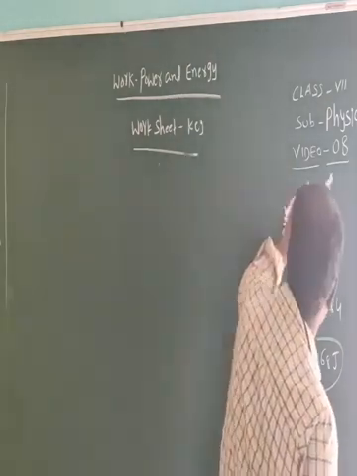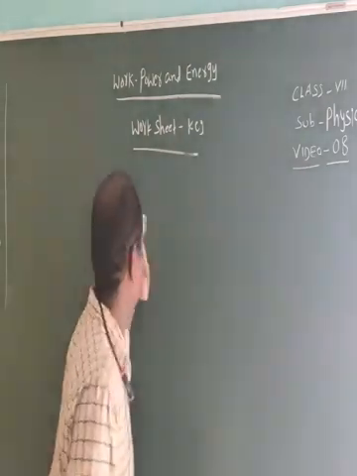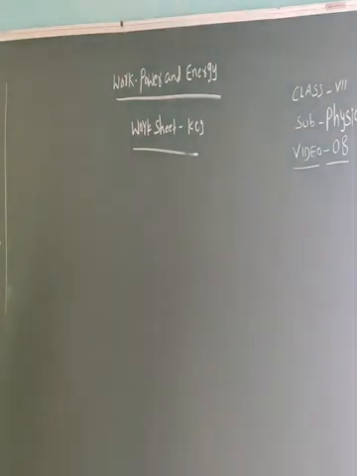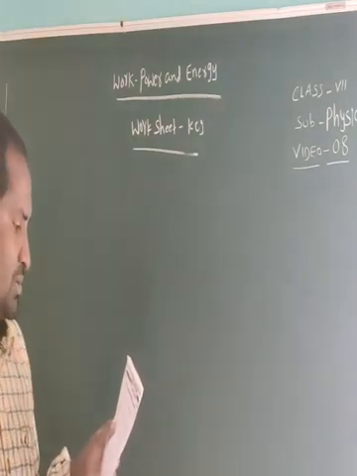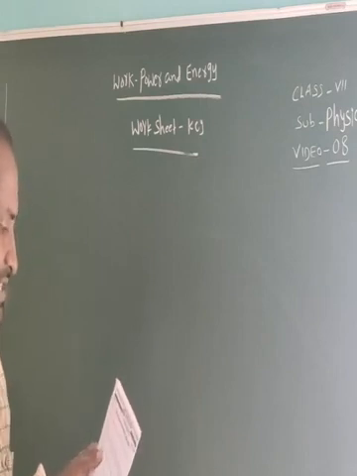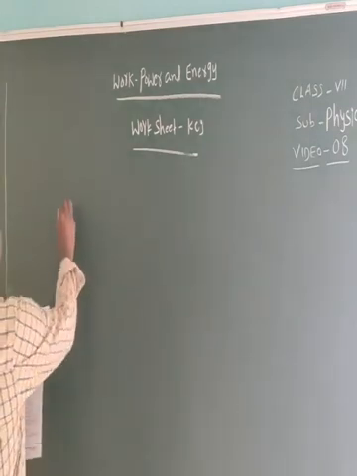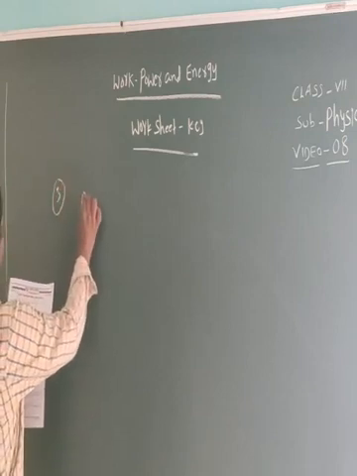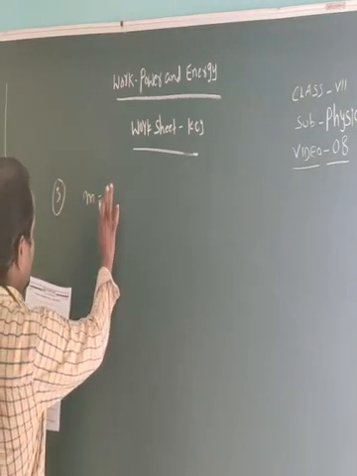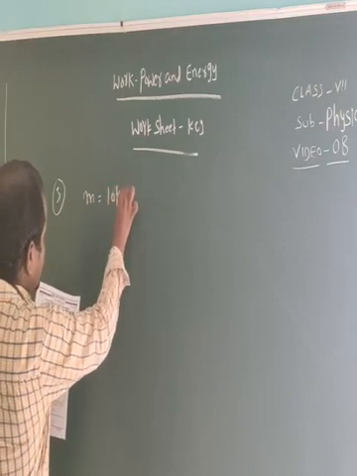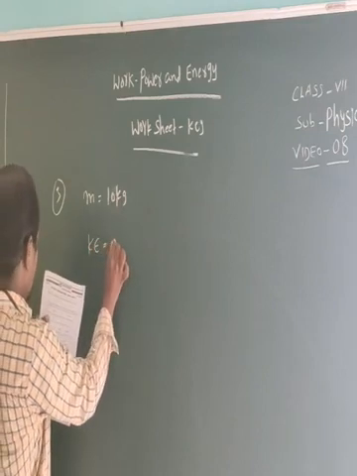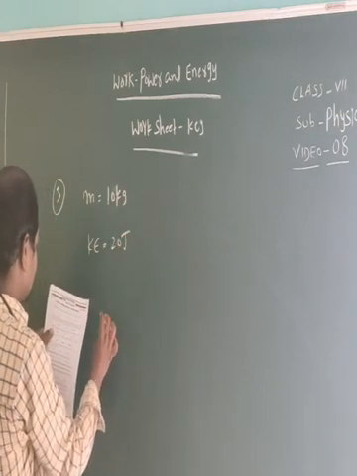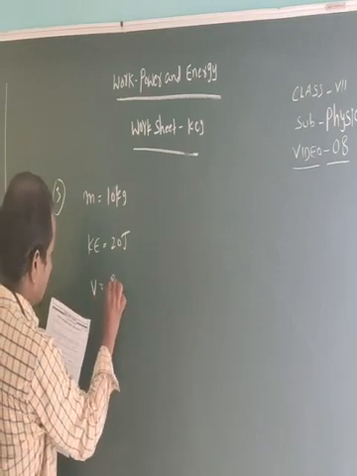Next, third one. A moving body of mass equal to 10 kg has 20 joules of kinetic energy. Calculate the speed. Speed means nothing but velocity here. Mass equal to 10 kg and the kinetic energy K equal to 20 joules. Calculate the speed equal to how much?